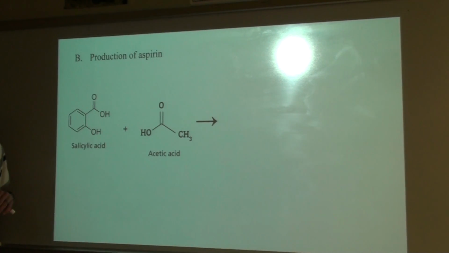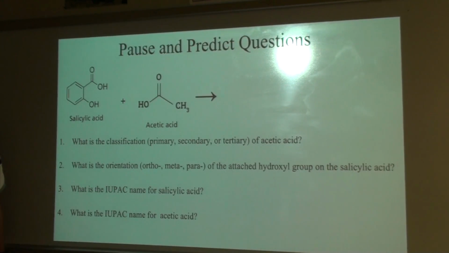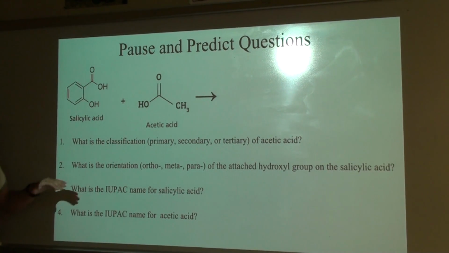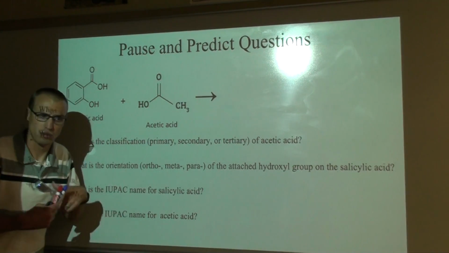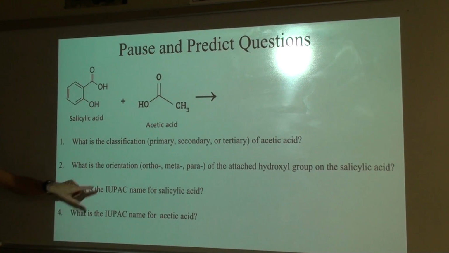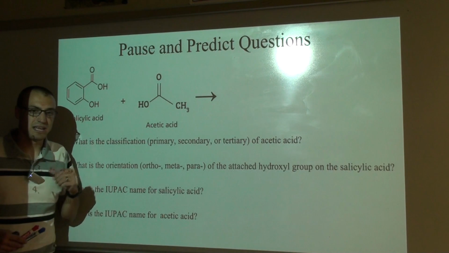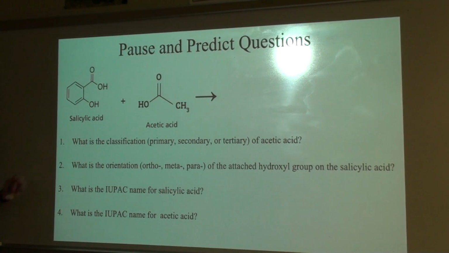And before we move on, I want to have some pause and predict questions about these two reactants involved in the production of aspirin. What I want you to do is classify the alcohol on salicylic acid as a primary, secondary, or tertiary alcohol. I also want you to identify the orientation of this attached hydroxyl group in salicylic acid. Remember, the orientation is ortho, meta, or para. And then the last two things: I want you to give the IUPAC name of both salicylic acid and acetic acid. So go ahead and take about 60 seconds to answer these questions.